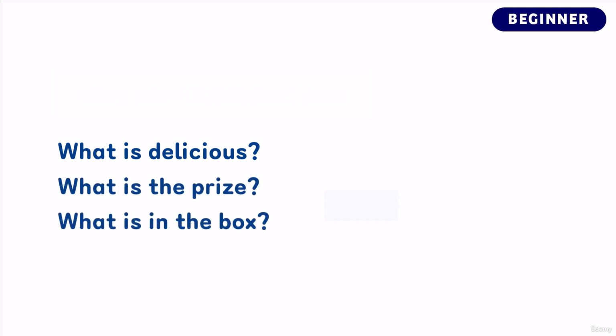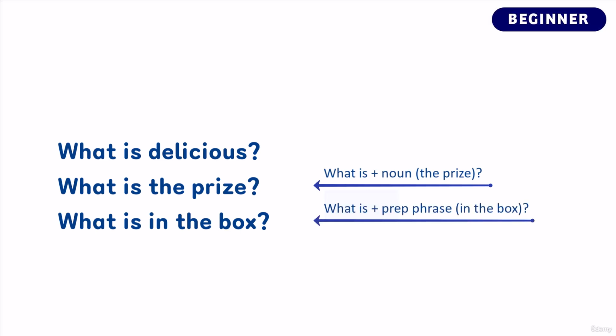Here are 2 more example questions. What is the prize? What is in the box? In the first question, we have the noun prize after the verb to be. But in the second question, we have the prepositional phrase in the box after the verb to be. When the word after the verb to be is a noun, the verb to be must agree with the noun that comes next. In this question, prize is singular, so we use the singular form is.